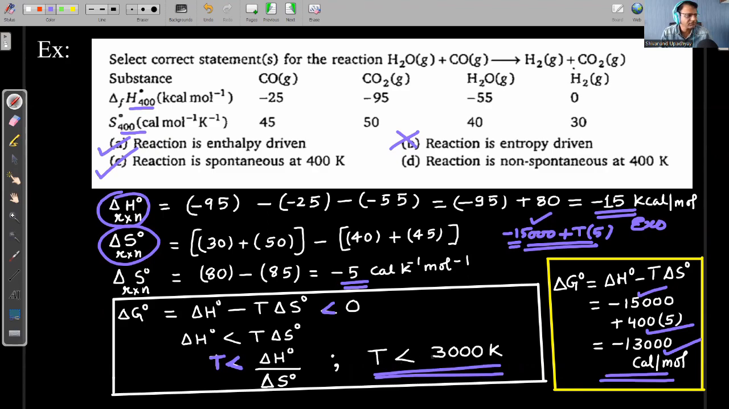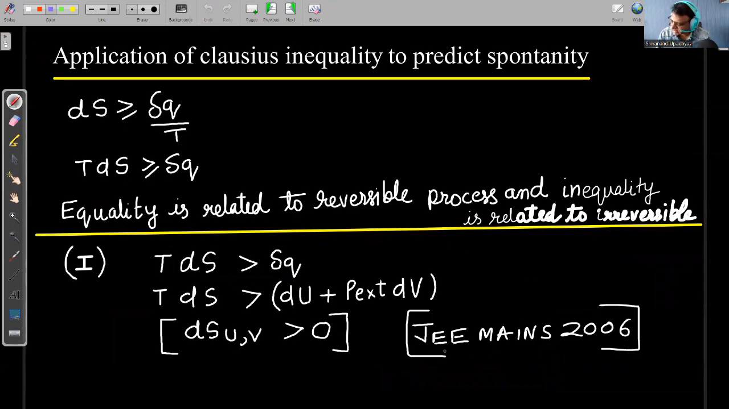Till 3000, it will be spontaneous. After 3000, it will be non-spontaneous, right? In 2006 JEE Mains, they asked a question about spontaneity of a process. This is very important because based on that, we can frame many questions. So it is important for JEE Mains and Advanced also. This question is based on application of Clausius inequality.